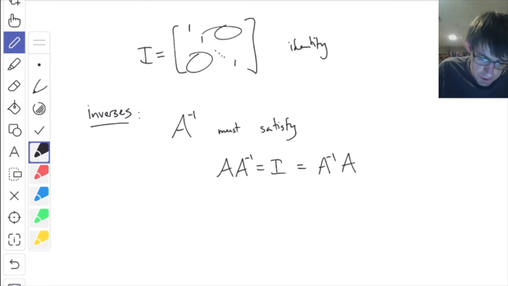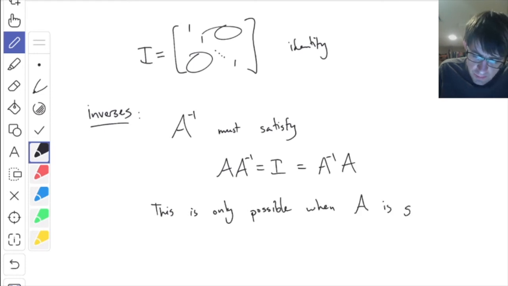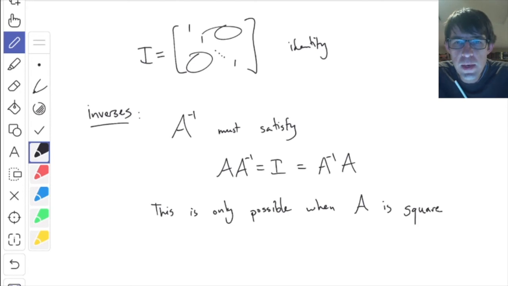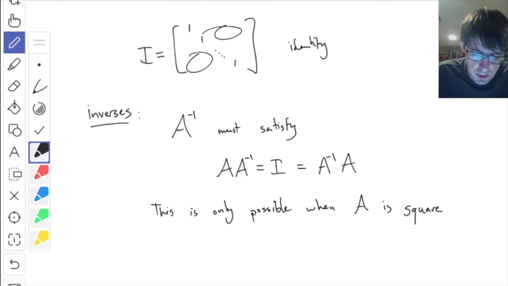And I will just say this is only possible when A is square, that is, it has the same number of rows as columns. That's the only way that it's even possible. And even so, some square matrices do not have an inverse. But the inverses are only possible when the matrix has the same number of rows and columns.